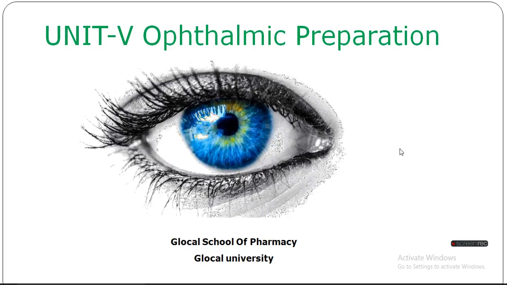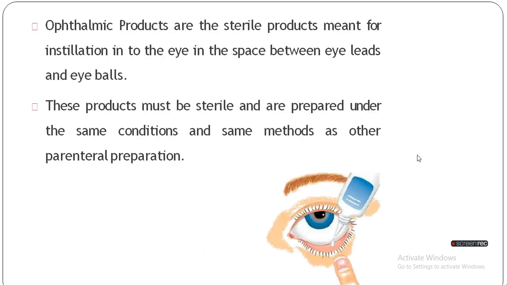Today I am starting the new topic of Unit 5, Ophthalmic Preparations. What are ophthalmic preparations? They are sterile preparations, as you know. Ophthalmic products are sterile products meant for instillation into the eye, in the space between the eyelids and the eyeball. So these products must be sterile and are prepared under the same conditions and by the same method as other parenteral preparations.